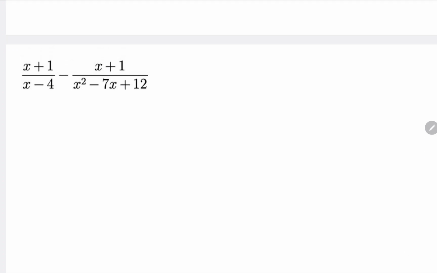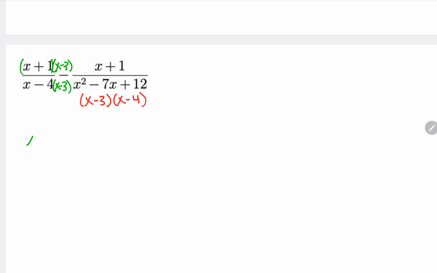One last example. In this case, I have x minus 4 in the first fraction and x minus 3 times x minus 4 in the second denominator. So my first denominator is missing an x minus 3. In this case, we only have to multiply the first fraction by something. We're going to multiply the first fraction by x minus 3 over x minus 3. And then when we do that, our denominators will match.